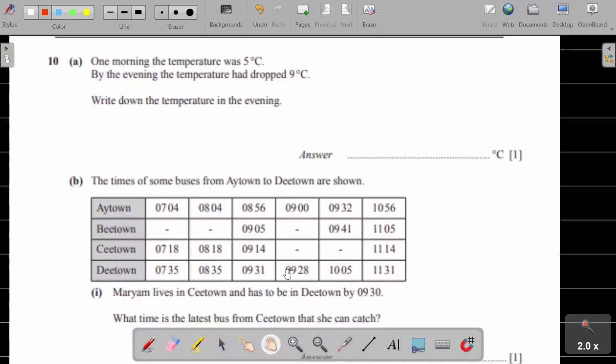Okay, let's do this question. This question says that one morning the temperature was 5 degrees. By the evening, the temperature has dropped 9 degrees. It means that 5 minus 9, which is minus 4. So it has dropped to minus 4 degrees Celsius.